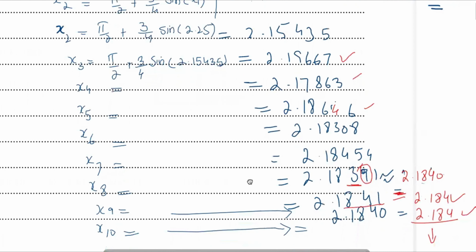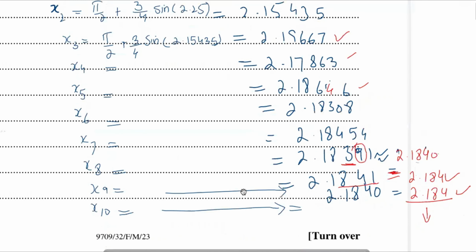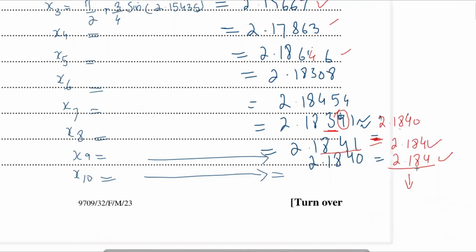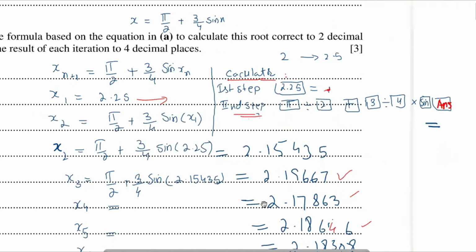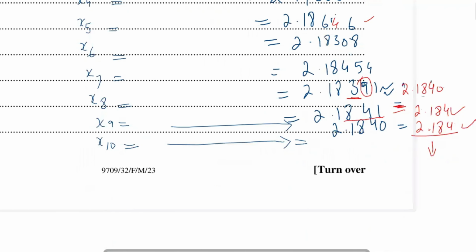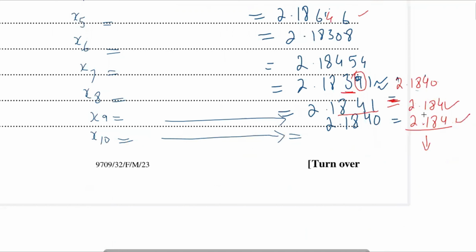Where the value repeats, this will be the answer. This is the function converging at this value. Therefore, this will be the answer. You have to find the 4 decimal place value. Where the 4 decimal place value is repeated, you see here 2.184 repeated. Therefore, this is the answer.